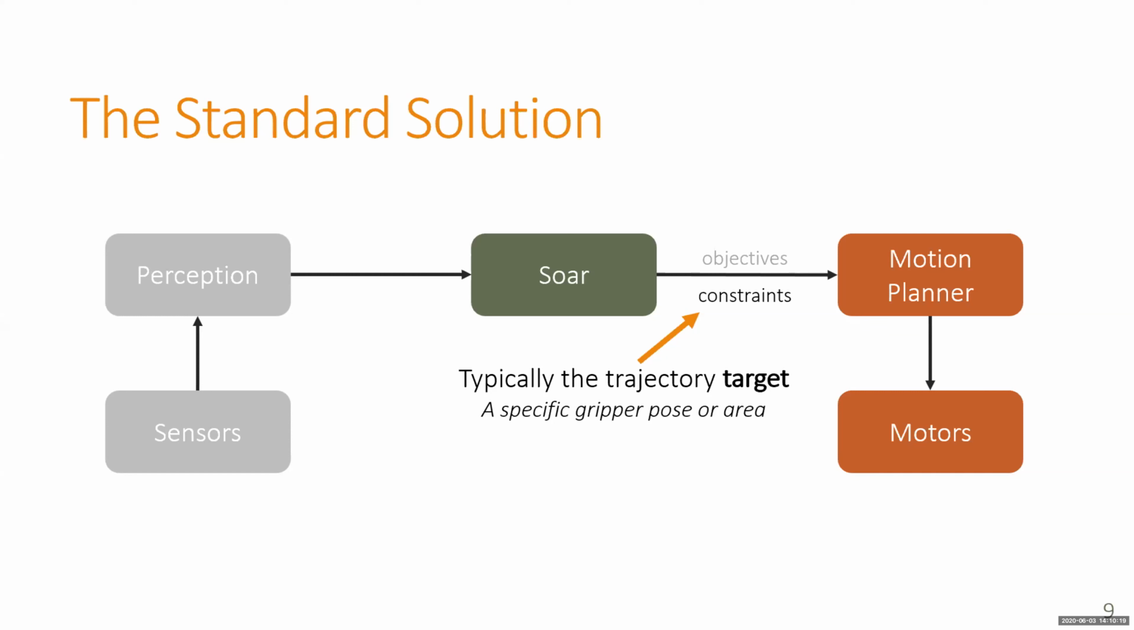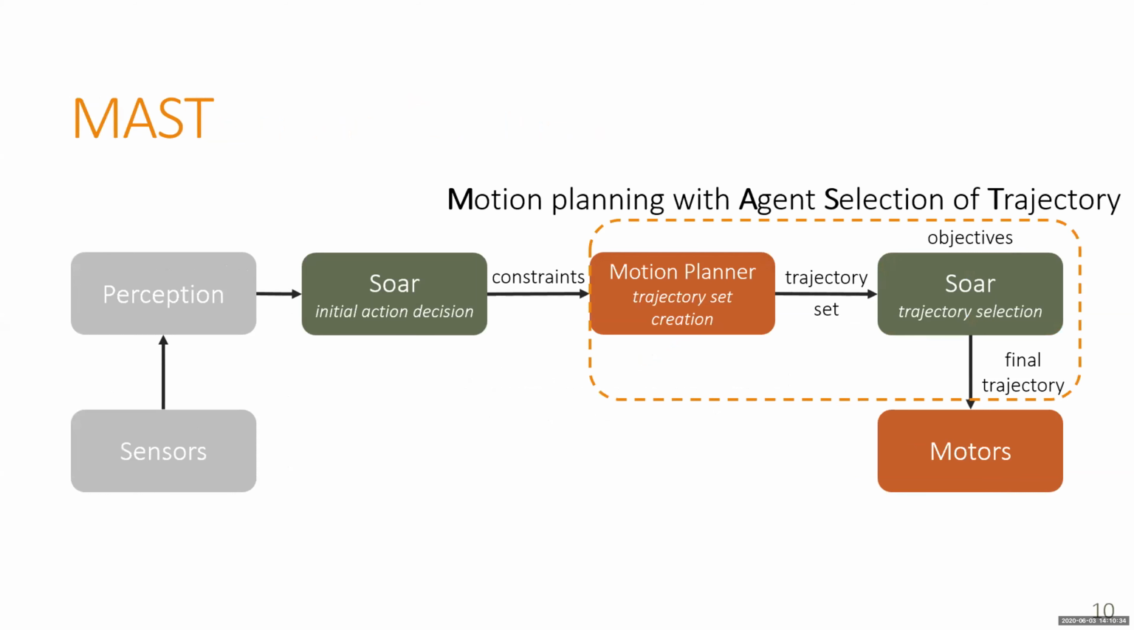We want a pipeline that both allows our agents to use objectives effectively and makes for more flexible reasoning between Soar and the motion planner. The solution that I've developed over the past few years is called MAST. It stands for Motion Planning with Agent Selection of Trajectory. You can see here how it differs from the standard solution. It breaks up what used to be one step into two separate steps, one handled by the motion planner, but one where Soar actually gains back control and gets to do more reasoning.